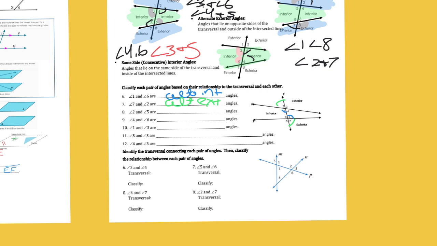2 and 5. Oh, 2 and 5. Look at this. 2 and 5 are right here and right here. Those are corresponding. Okay, do you see how they're both in the top left of each intersection? 4 and 6. Oh, 4 and 6. 4 and 6 are going to be same side interior.